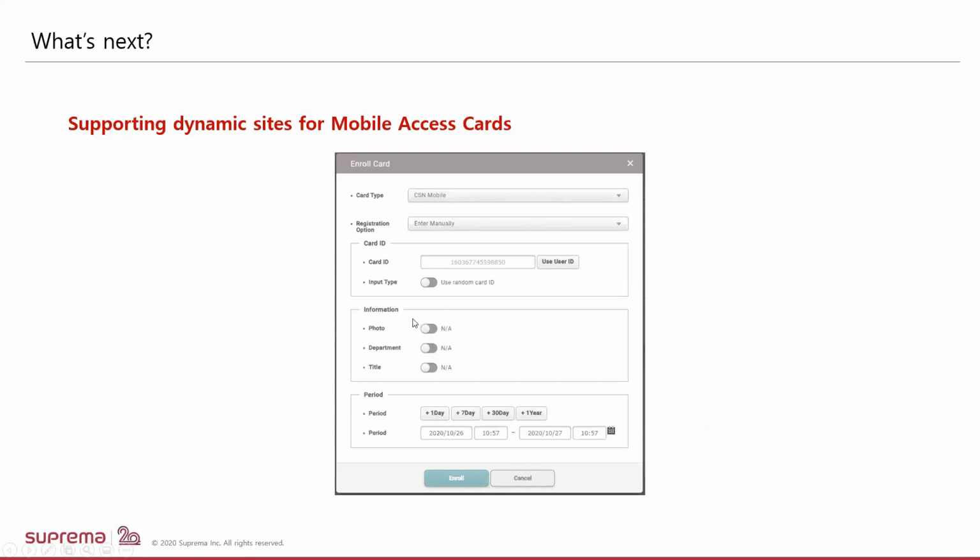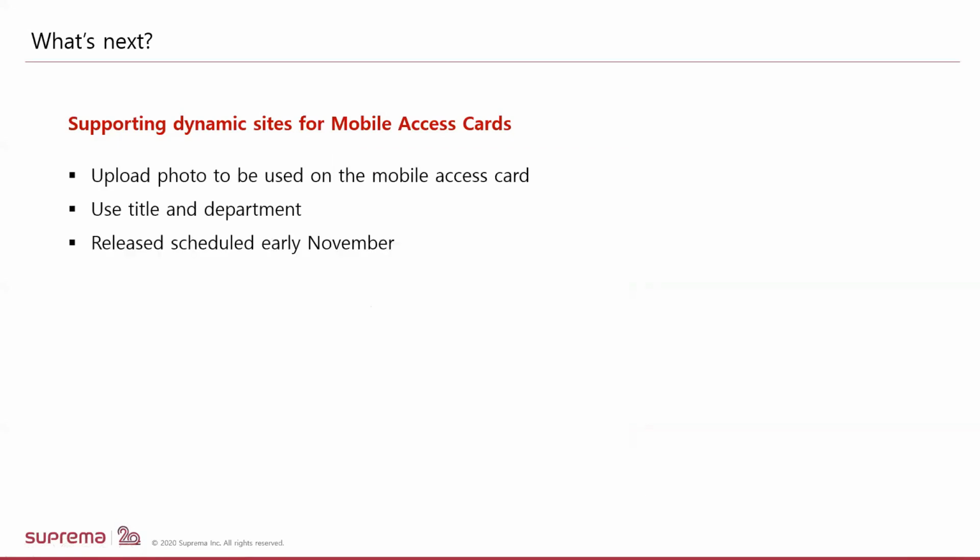Regardless of what type of mobile access card it is, you can now use the photo, department, and title. You can input them to the mobile access card, and they will appear on your screen. You can use photos on the mobile access card, but there is no separate upload screen. It will use the BioStar 2 user profile image. You can use the title and department. This will show up on the actual mobile access card. This is scheduled for an early November release.